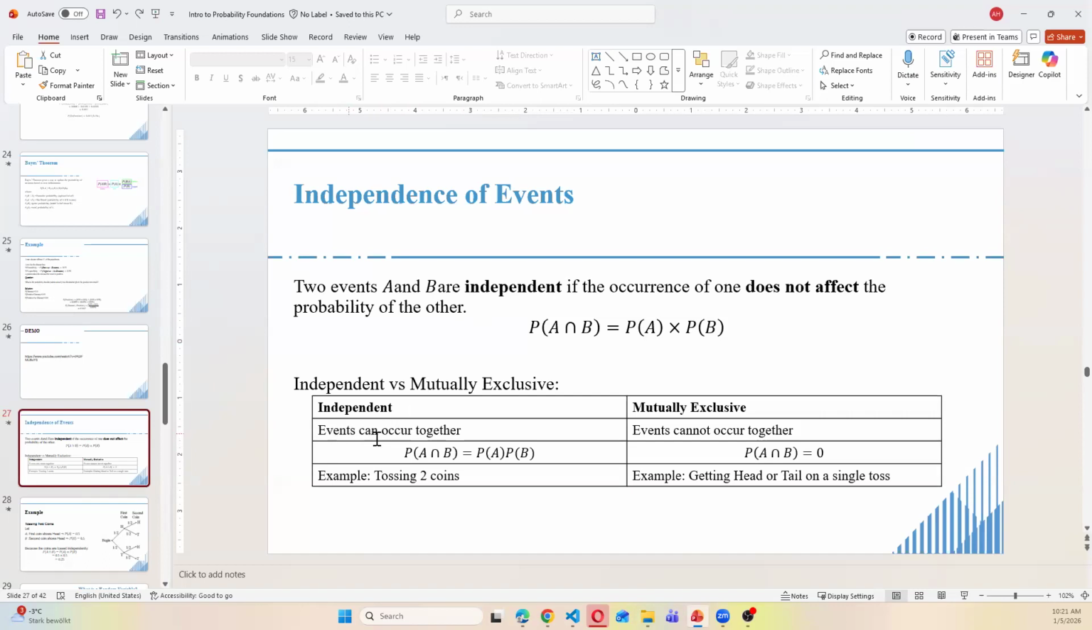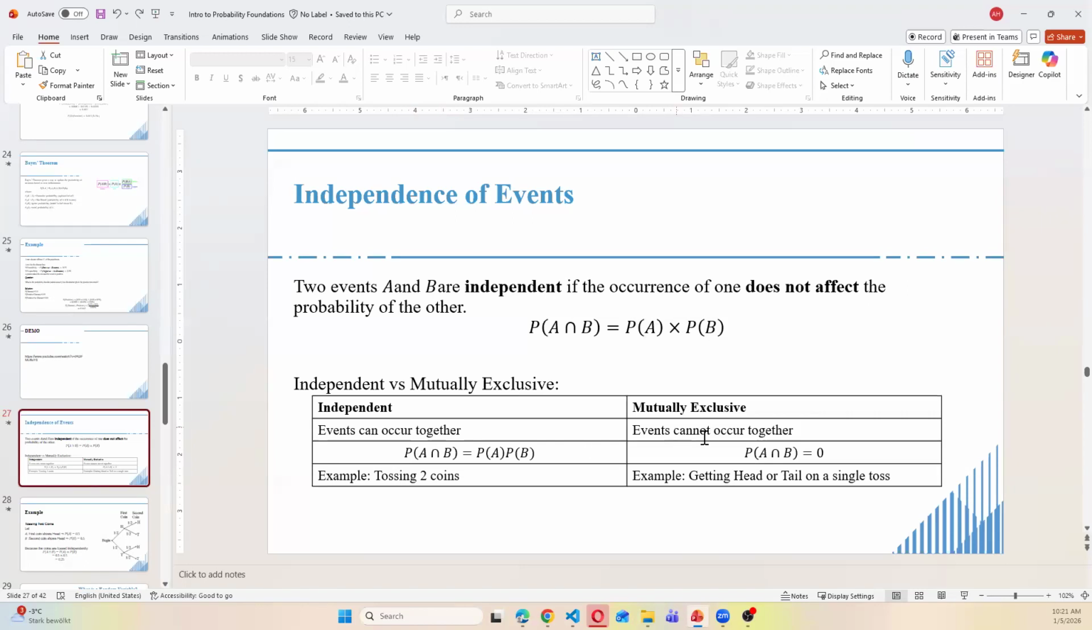Independent events can occur together, like tossing two coins. If you toss two coins, they are independent from each other. The second is not dependent on the output of the first one. So you just multiply: if you are saying head, probability of A is 0.5 and for the other it is also 0.5. They don't have any impact on each other, so you can use it for tossing two coins.